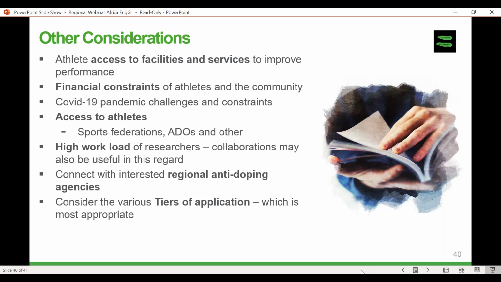I just wanted to also mention that many of our researchers at research institutions have high workloads, and it's sometimes difficult to fit in their research. This is also often a difficult challenge to overcome. But thinking about your collaborations and really your research assistance, this could also be very helpful. And lastly, just consider the different tiers of application very closely. What would be the most appropriate tier for your project? And possibly doing a smaller scale project initially.